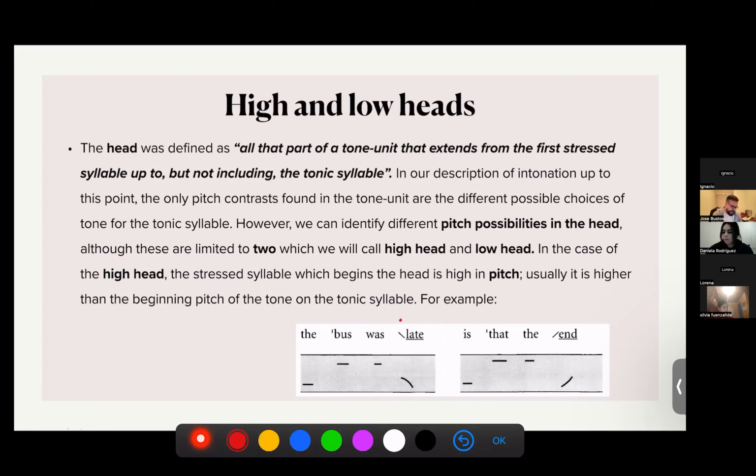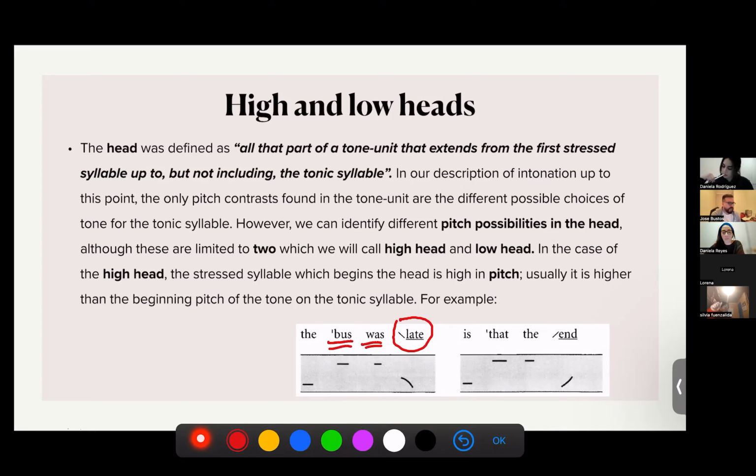What is this? That is the tonic syllable. Okay, the tonic syllable. Do we have a tail? No, there's not a tail. Very good. So "was" is part of the head? "Bus" is part of the head.